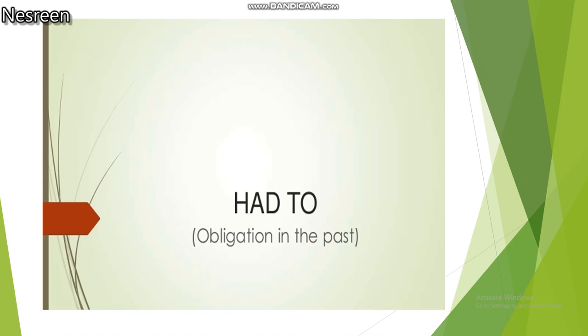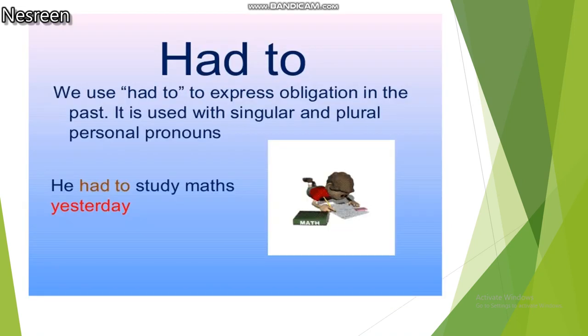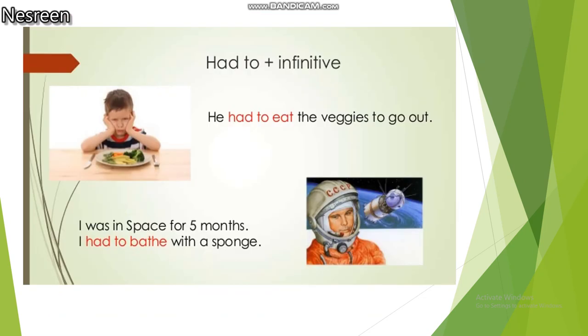Had to. Had to expresses obligation in the past. We use had to to express obligation in the past. It is used with singular and plural personal pronouns. So we can use had to with I, you, we, they, he, she, or it. For example, he had to study math yesterday. Had to is also followed by the infinitive.